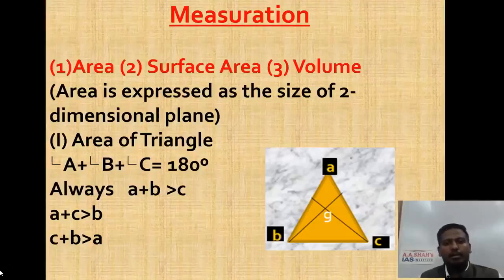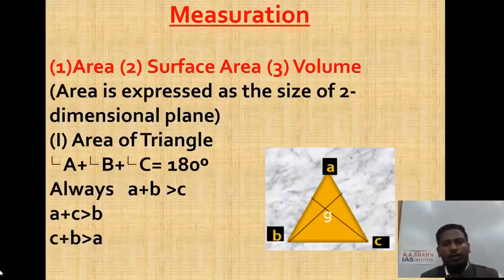The geometrical entities which are included in areas are divided as a three-sided entity, which is a triangle, a four-sided entity, which includes quadrilaterals like square, rectangle, rhombus, and the last one is the circle. So let's get started with the very first entity of the area, which is a triangle.